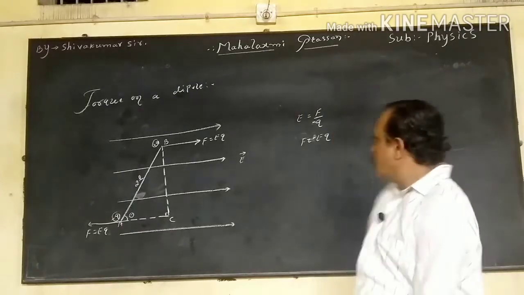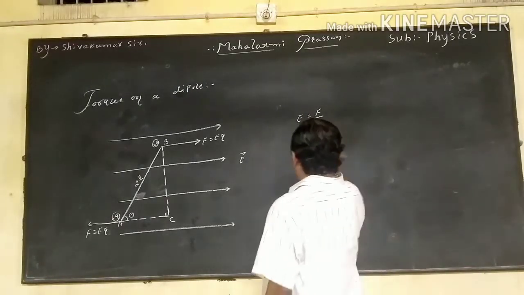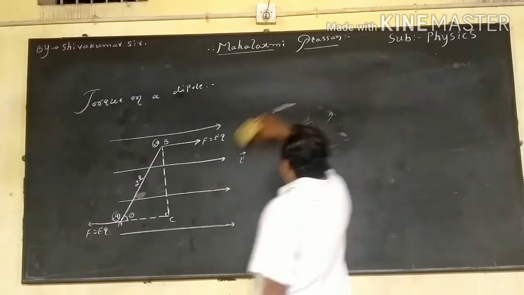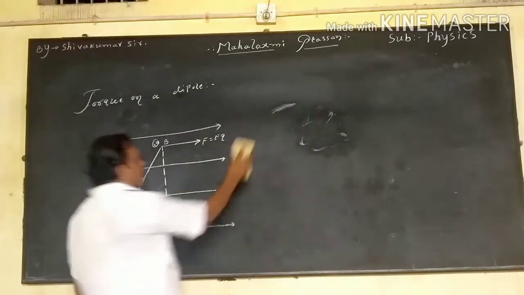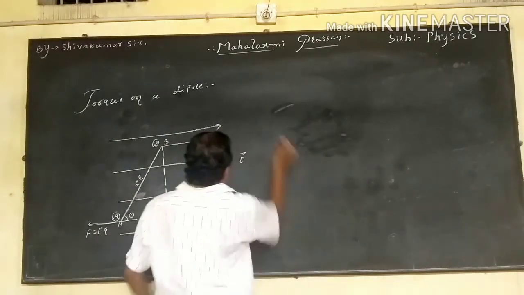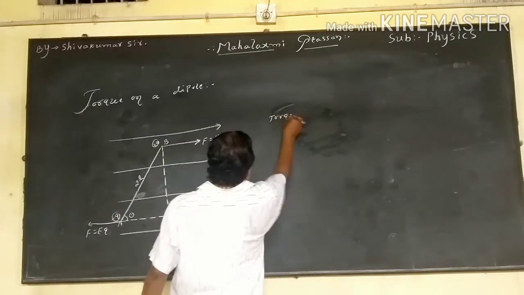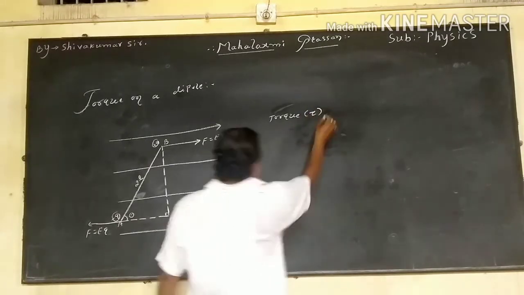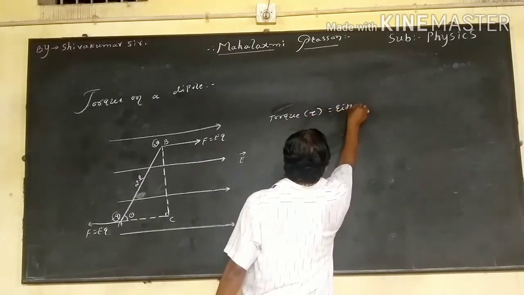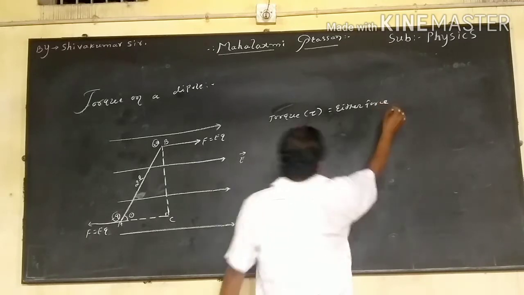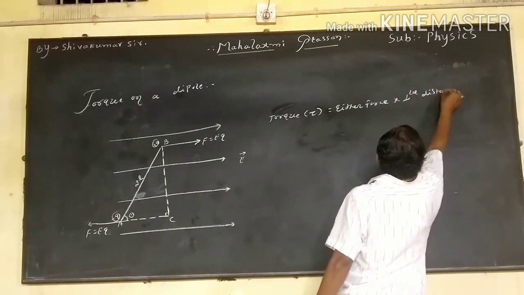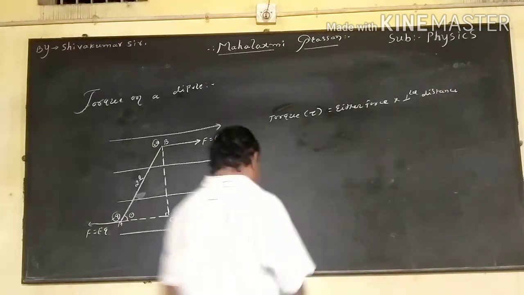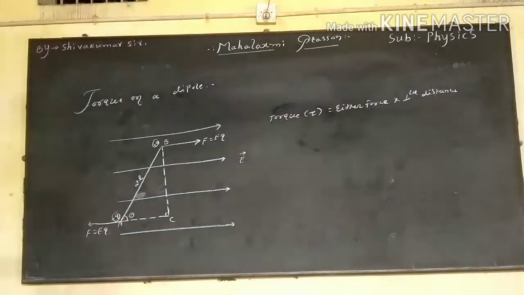So when the dipole rotates in the region of the electric field, it experiences what? Torque. Then the torque experienced by the dipole, we know from the first PUC, the torque tau equals either force into perpendicular distance. Is it our equation? In the first year we studied this in rotational motion. Then I go for the figure.